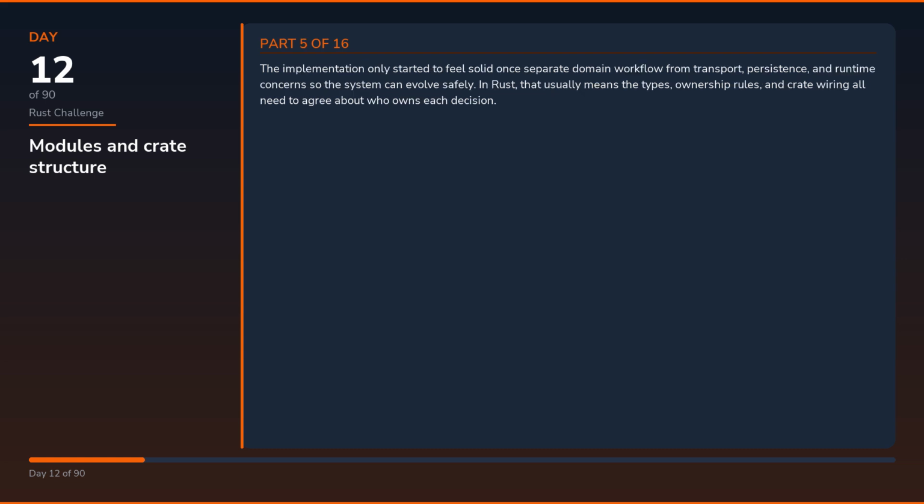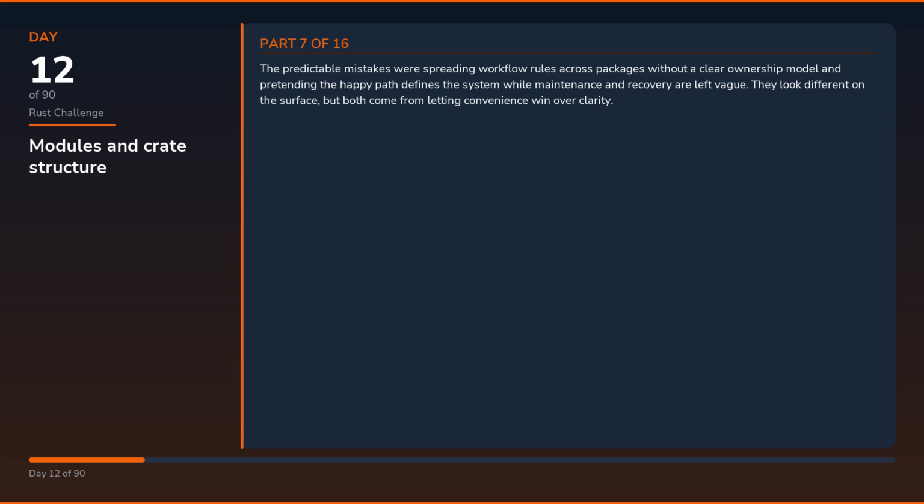The implementation only started to feel solid once I separated domain workflow from transport, persistence, and runtime concerns so the system can evolve safely. In Rust, that usually means the types, ownership rules, and crate wiring all need to agree about who owns each decision. I kept returning to one more rule: design the recovery and maintenance path at the same time as the happy path. That is the part that shortens debugging because the code tells you where to look instead of forcing you to reconstruct the intent from scratch.